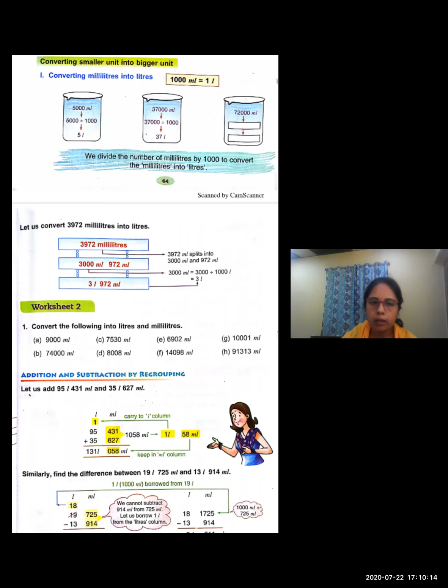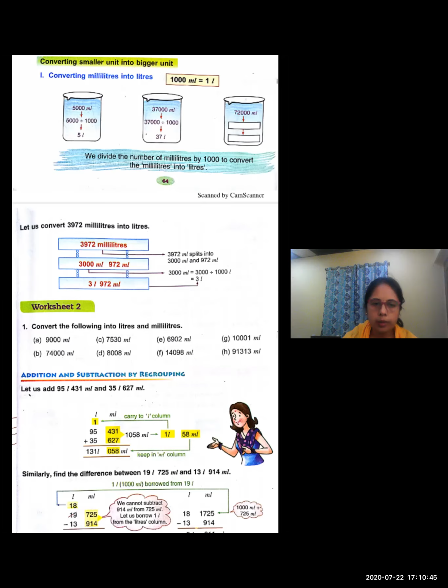And another way is separating, expanding this 3972 as 3000 plus 972, then 3000 milliliter will be equal to 3 liter and the remaining part 972 will be written as milliliter. So you can solve this in any way.